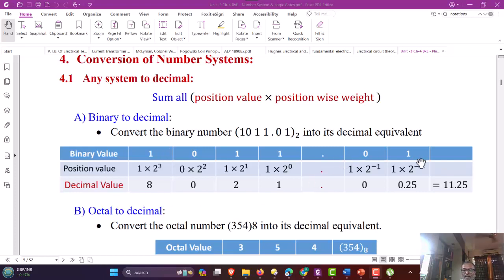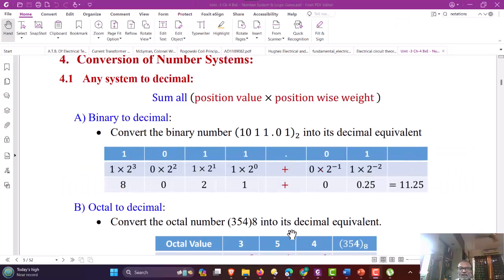Now consider the binary value right side to the binary point. That is the fractional portion. The first position here has the weight 2 raised to minus 1 and the digit here is 0, so 0 into 2 raised to minus 1 is 0. Here there is a typo mistake. Let us correct it. Okay, I have corrected it.